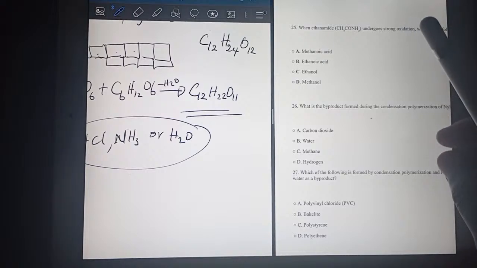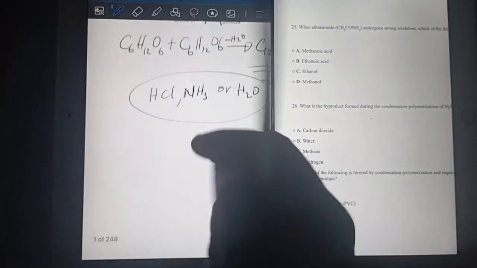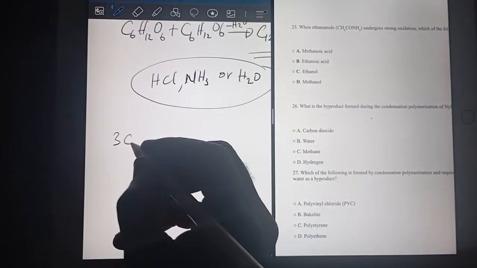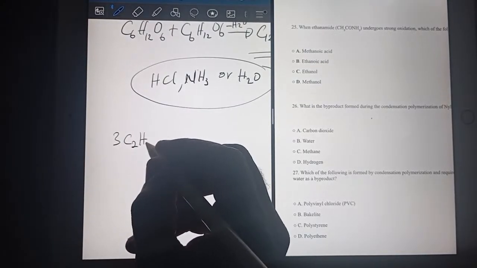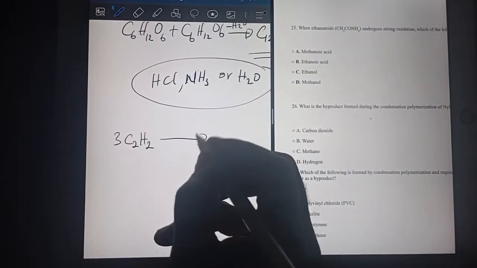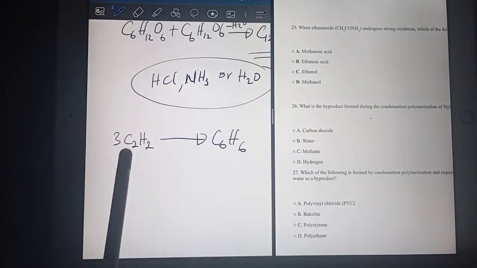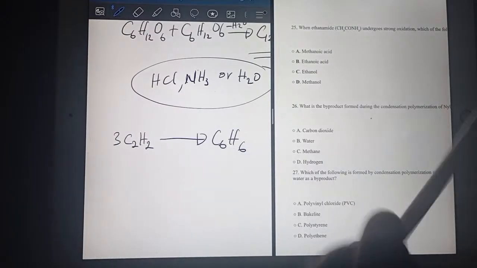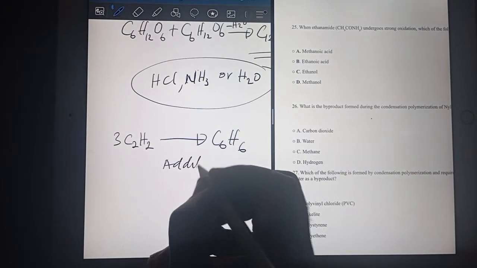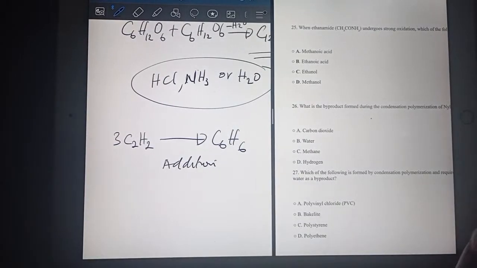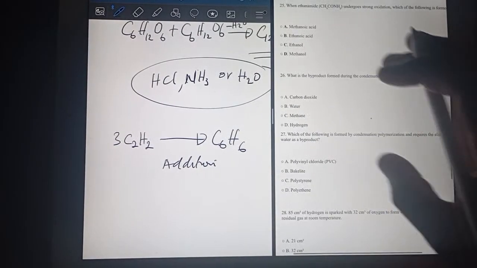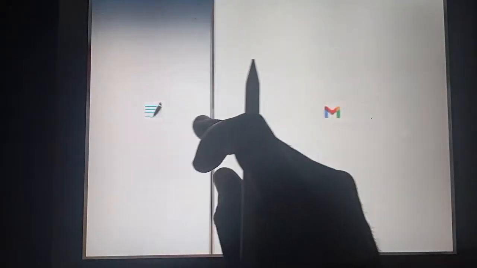In addition polymerization, nothing is lost. For example, if you say 3 molecules of ethyne, C2H2, if we polymerize this, it will give you C6H6. This is pure addition because 3 times 2 is 6, 3 times 2 is still 6. Nothing is lost. This is pure addition polymerization. Okay, I'll take the last question for this live stream.